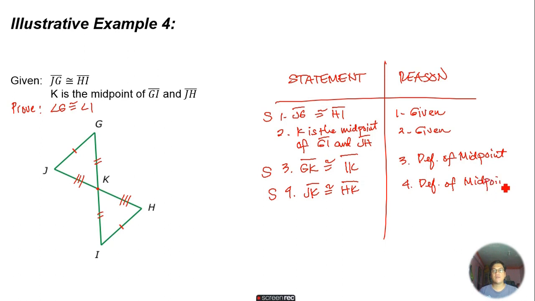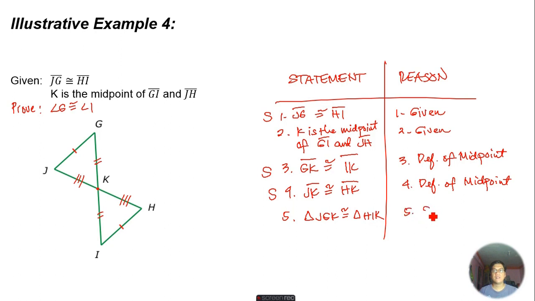Now, are we already complete with the congruence postulate? Yes, SSS. So, we name the two triangles that are congruent. Therefore, triangle JGK is congruent to triangle HIK.